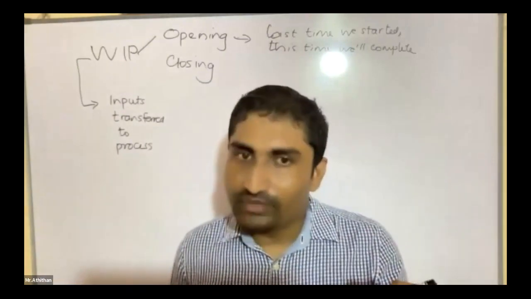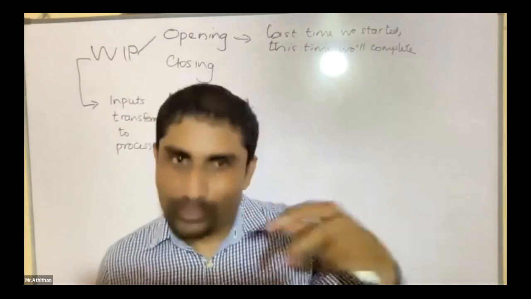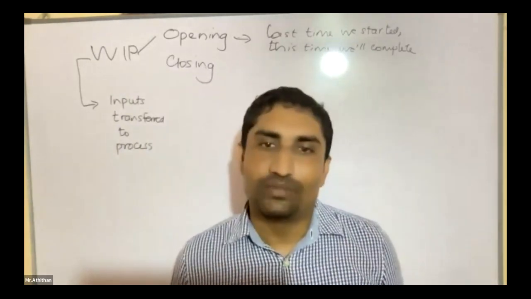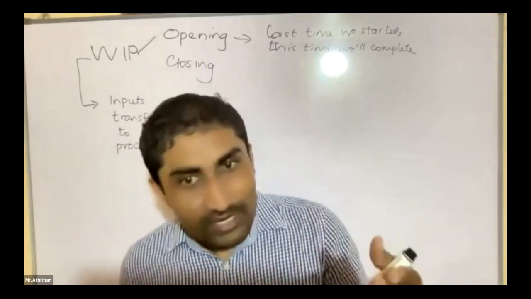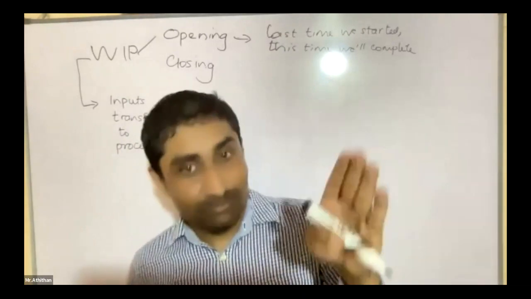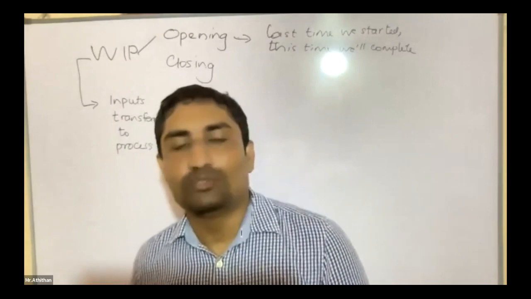கடந்த மாதம் நாங்க வேலையை ஆரம்பிச்சு கடந்த மாதமே நிறைவு செய்திருக்கோம். ஒரே காலப்பகுதிக்குள்ள தொடங்கி முடிவடைந்து விட்டது, முழுமையாக செயல்முறைப்படுத்தப்பட்டது, fully processed. ஒரு பகுதி இந்த மாதத்துக்கு வரும். So remaining part from the last month will come to this month. So for last month, that is closing WIP. For this month, this is opening WIP.